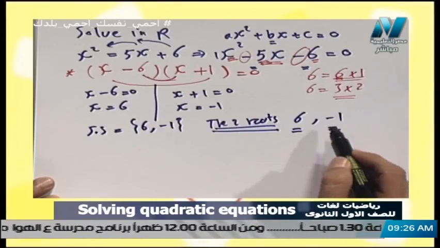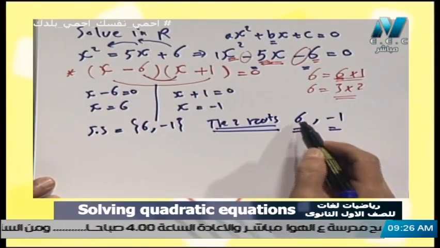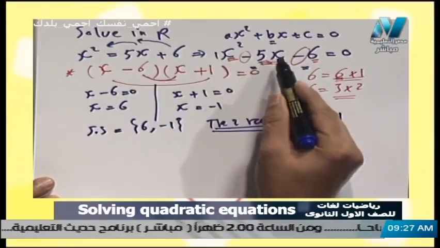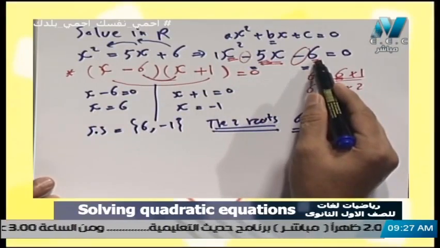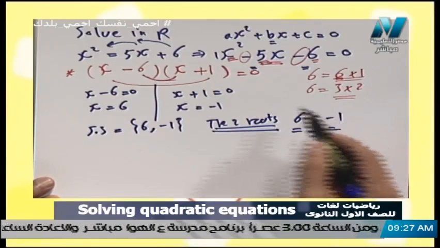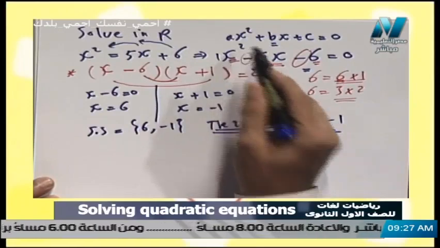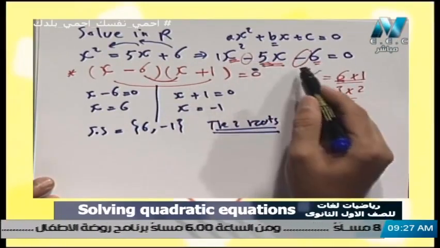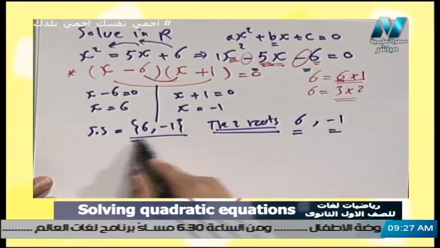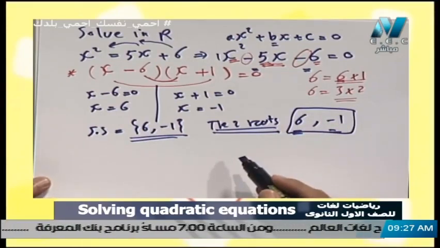What is the meaning of solution? As we said before, if we substitute x by 6 here, 6 power 2 minus 5 multiplied by 6 minus 6, the answer of course will be 0. And if we put negative 1 instead of x, negative 1 power 2 minus 5 multiplied by negative 1 minus 6 equals 0. So the solution set here equals 6 and negative 1, or the two roots equal 6 and negative 1.